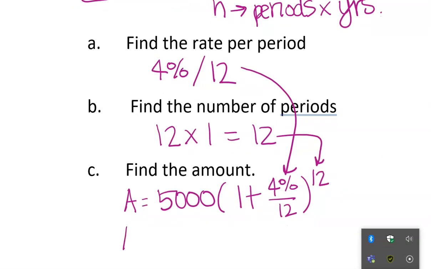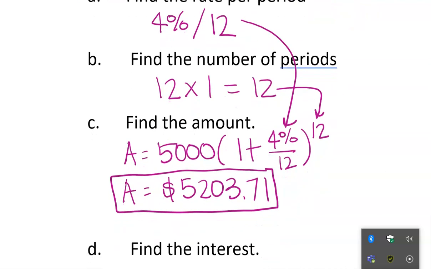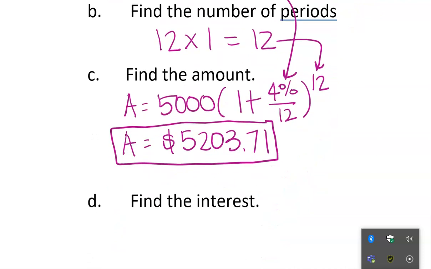So you multiply that all out. You can plug it all into your calculator all at one time, and you do get the exact same amount, 5203.71. Sometimes if you use the formula versus the table value, since the table is rounded, you might be a few cents off. Don't be alarmed if that happens. And then you also have to find the interest once again. So 5203.71, subtract 5,000 from it.